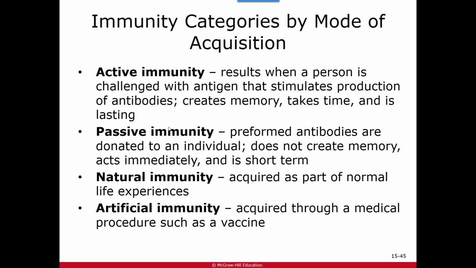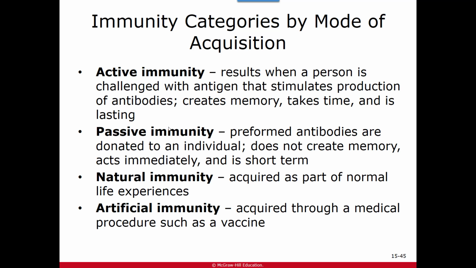Immunity. So once we've recognized foreign invaders in the body and gotten rid of them, we have memory cells. Whether they were memory B cells or memory T cells, we have memory cells. And so we develop what's known as immunity.